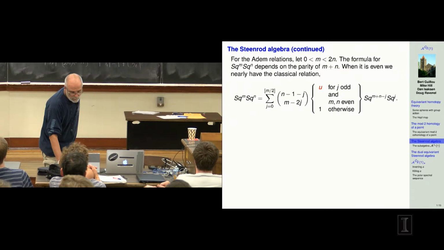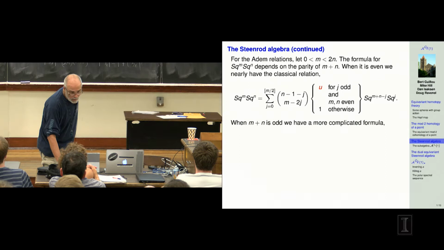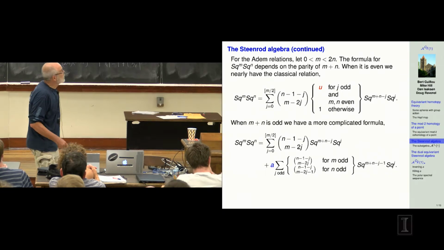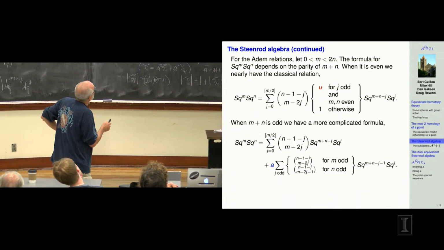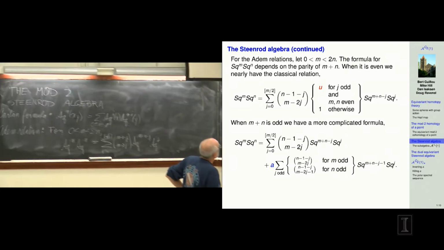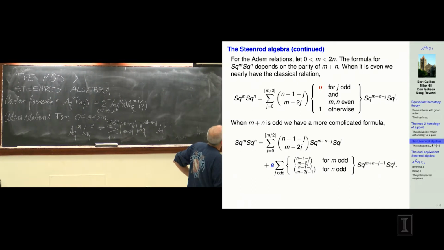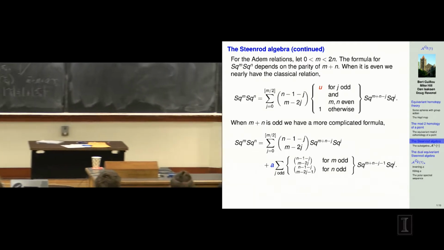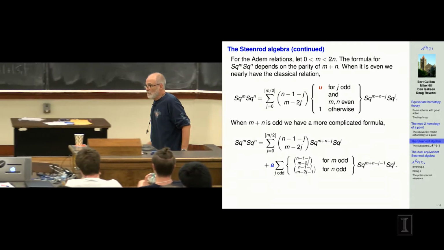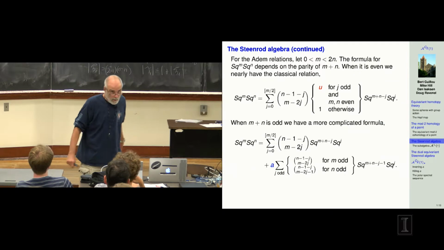Now, I don't have an easy explanation of the next formula I'm going to show you. It's more complicated. When m plus n is odd, here it is. In this case, this is the classical formula that's on the blackboard. But then there's another term here that has a factor of a in it. And anything that has a in it is going to disappear when you pass to the classical case.